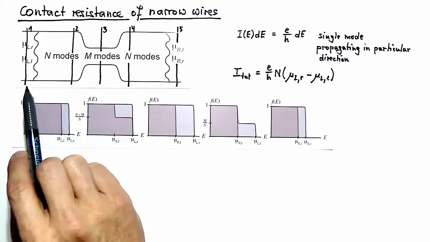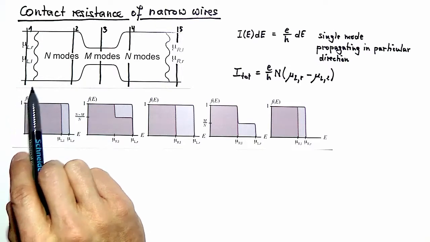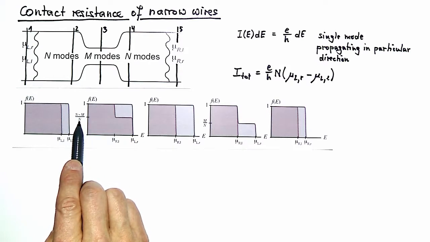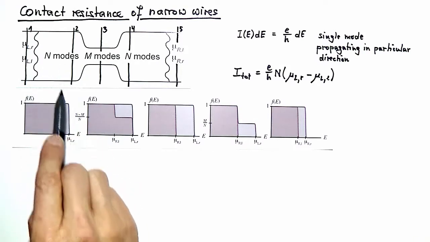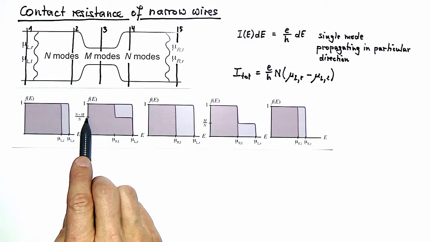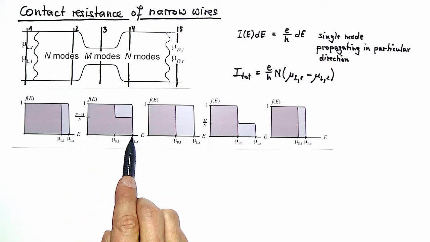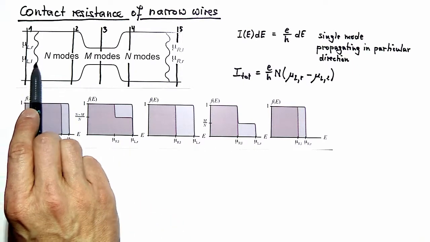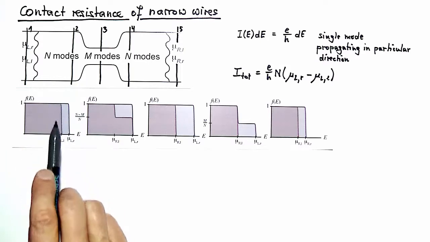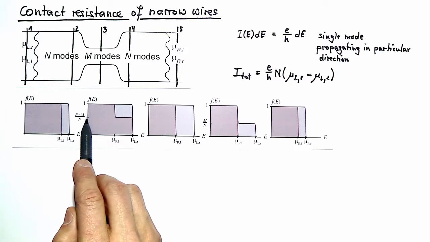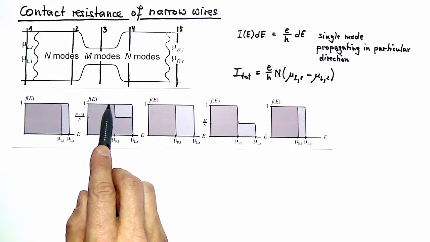So looking at the left movers, we realize that there is a fraction (N minus M) divided by N, which are those reflected N minus M modes, which are still filled up to the energy mu left contact right movers, because these are the reflected, previous right moving states. However, there is now a second contribution to the left moving distribution function. That's the upper part here.